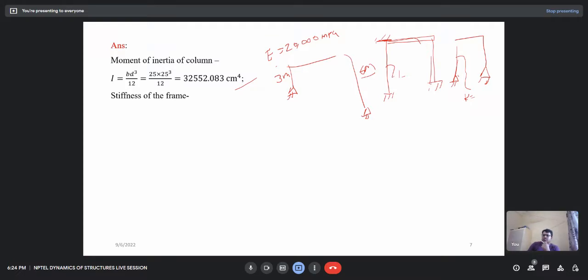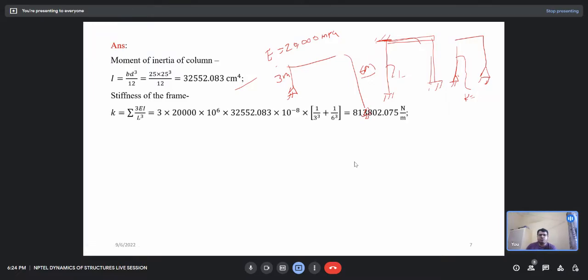Is it 3.31 into 10 to the power 6? Let me check. It is coming out to be 813,802.075 newton per meter. Is it correct, whatever you are getting, or is there any disparity in the answer? Sir, instead of 20,000 I have taken it as 200 into 10 to the power 9, so that is why my answer is different. Yes, it is 20,000 MPa.